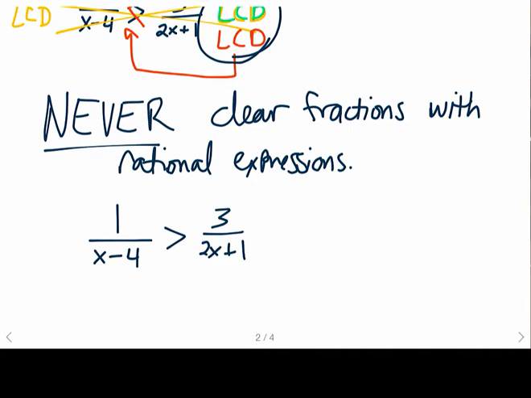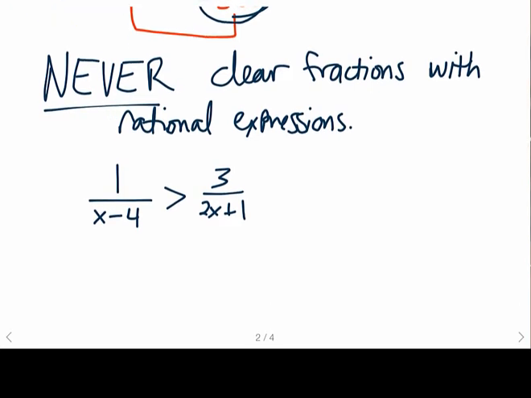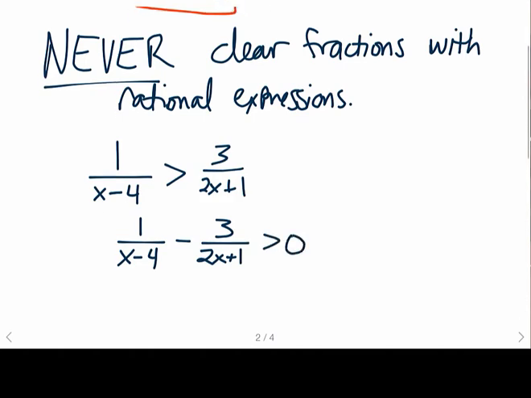What made the last example straightforward was that we were comparing an expression's value to 0. So since I know I can't clear the fractions, I'm going to get both of the fractions on the same side. So I have 1 over x minus 4 minus 3 over 2x plus 1 is greater than 0. And that seems a little easier to stomach.